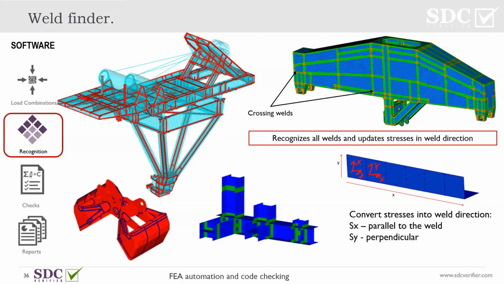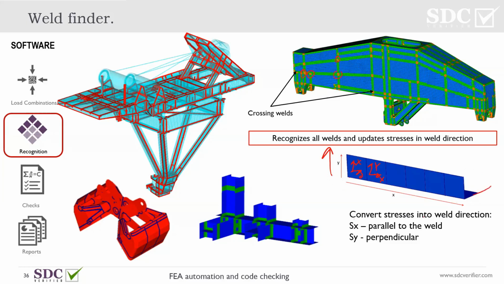But the idea is that when you do fatigue verification, all the stresses should be oriented into the weld direction. So this process is also automated by the software, just to avoid a lot of routine. The idea is that we have stresses along the weld, perpendicular to the weld, and for shear. And what's more, it also recognizes intersections between the welds, which are, by the way, the weakest point.